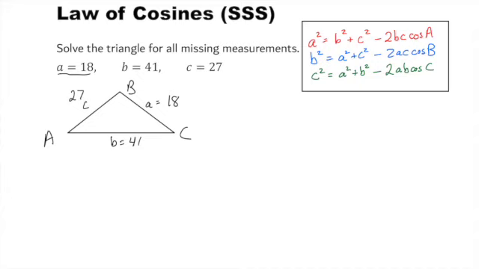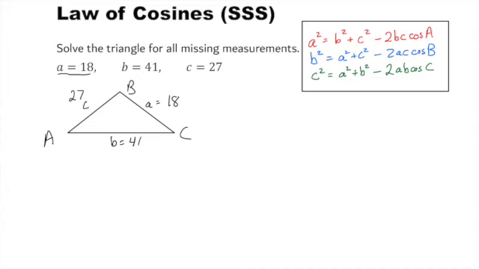Notice you are given three sides, so that is a congruence postulate, so there is only one way to construct a triangle with these three sides. So you know that this is not an ambiguous case. There's only one triangle potentially to solve for, and these three sides do satisfy the triangle inequality. 18 plus 27 is 45, and that is greater than the third side of 41. So you know it is actually possible to construct a triangle with these three sides.